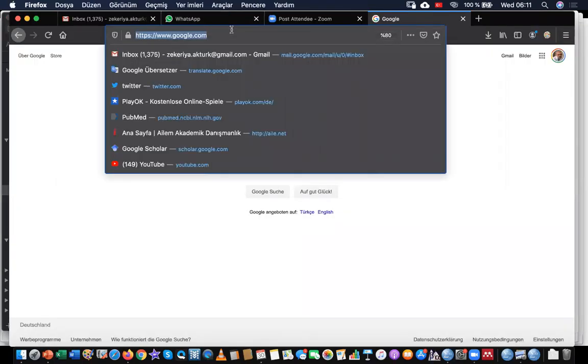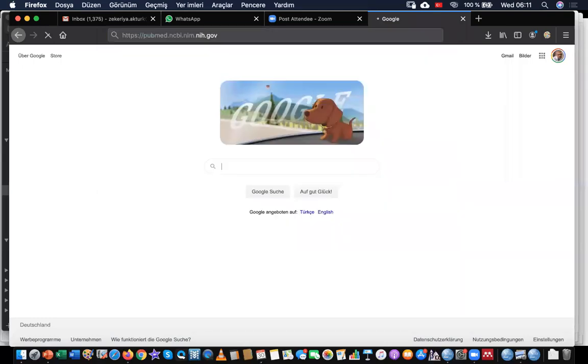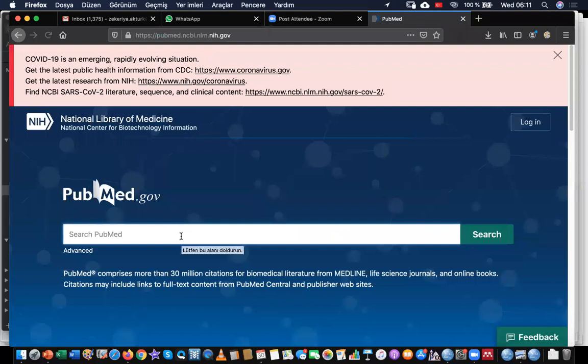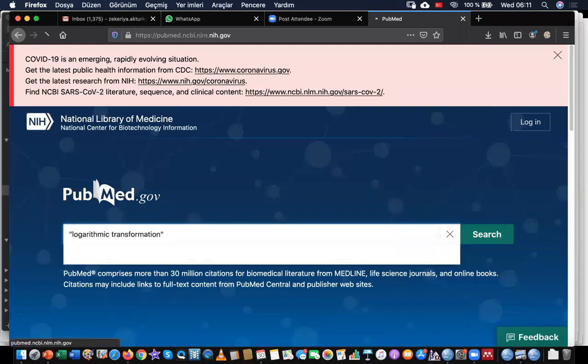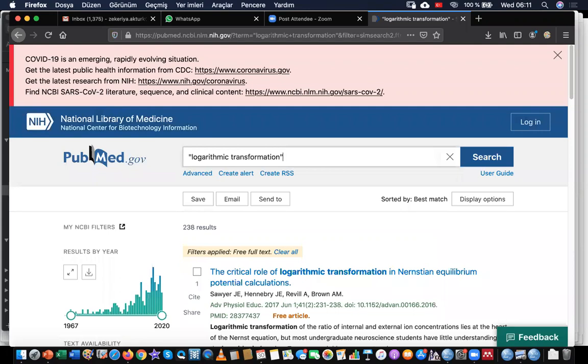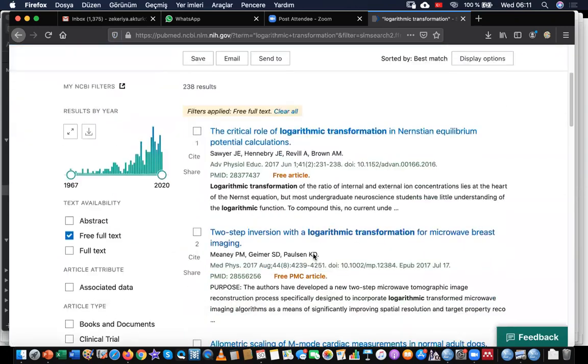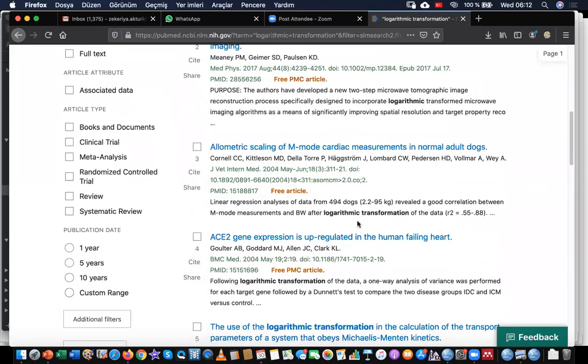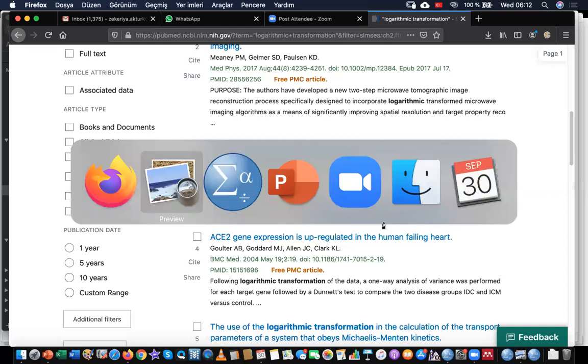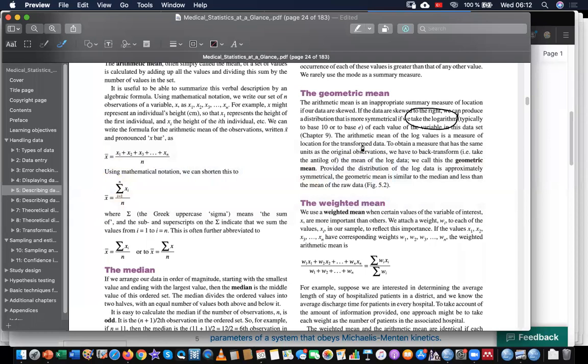Let us see, just to give you an insight. Let's go to PubMed and say logarithmic transformation. You see, we have some articles which have done logarithmic transformation. Free article, M mode measurements and PV after logarithmic transformation of the data. So some scientific papers present their data after logarithmic transformation. Logarithmic transformation is frequently used in medicine.